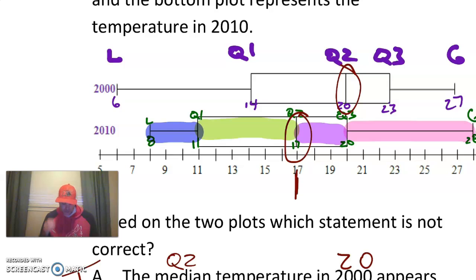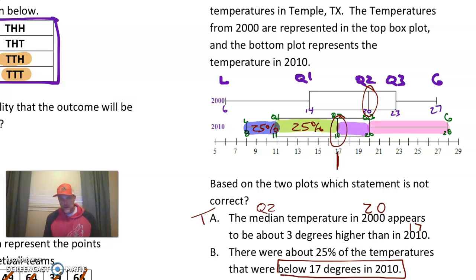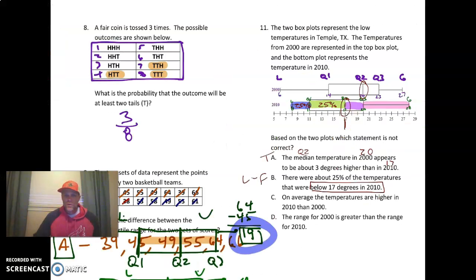Well, here is 17 degrees. This is 25%, and this is 25%. So is that true? Was 25% of the temperatures below 17 degrees? That's not true. Actually, it's 50% of the temperatures. So that is false, or you can call it a liar if you want. Now realize that being in middle school, you found the answer. It's B. You're just going to stop there. I would do the same thing. But for review purposes, I'm going to go over C and D.